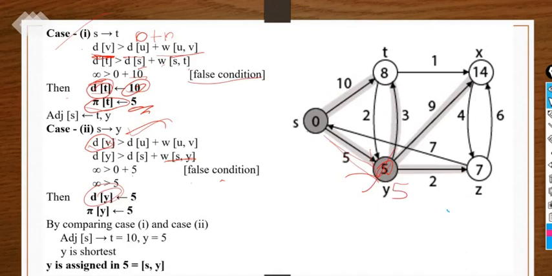Darkened path shows that we have already traversed these things, right? Rather than drawing separately for each and every step, I have just concluded it into a single diagram, but you have to show it separately step by step. Okay, so now next we have to compare case 1 and case 2. If we are moving from S to T, we are getting 10, and if we are moving S to Y, we are getting 5. Which one is shortest? Of course this one is shortest. So Y is assigned the 5. We have to select this path, S to Y, right?